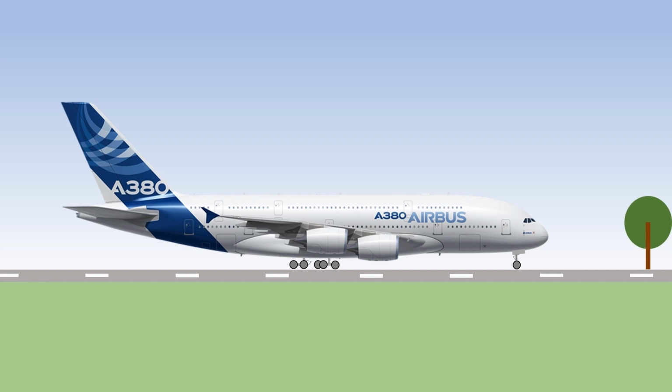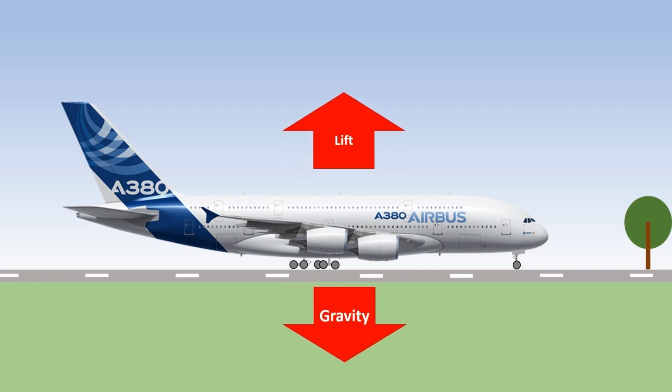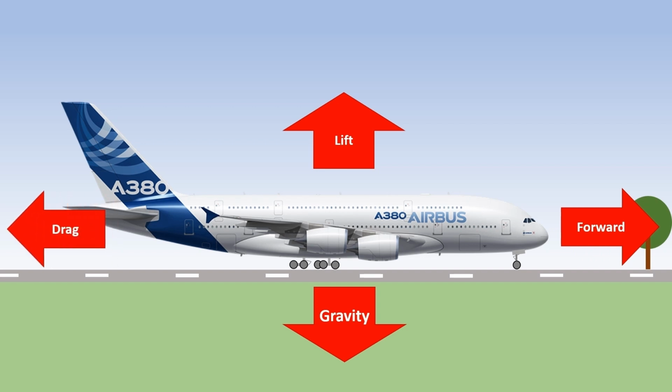The first is weight, or gravity. The second is lift. The third is thrust. The fourth is drag. Drag is the backward force exerted when the aircraft is moving forward, such as air resistance and wheel friction.